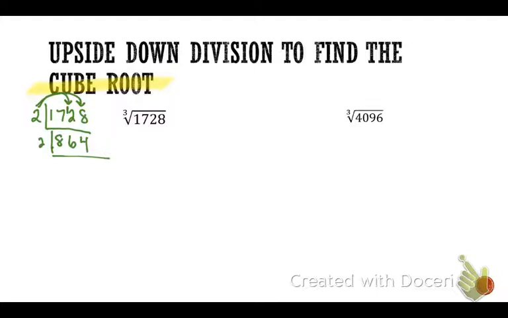2 goes into 8 how many times? 4. 2 goes into 6 how many times? 3. And 2 goes into 4 2 times. Okay? All right, so now let's divide again. 2 goes into 4 how many times? 2. Okay? Evenly. So 2 goes into 3 how many times? 1. With how many left over? 1. So 2 goes into 12 how many times? 6. All right, now here's where you probably messed up.